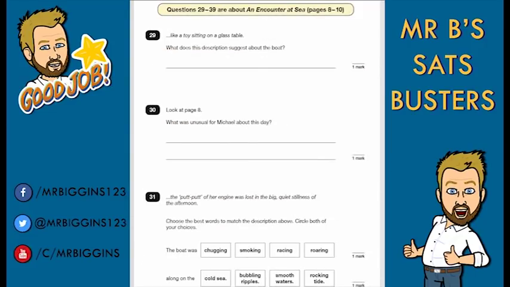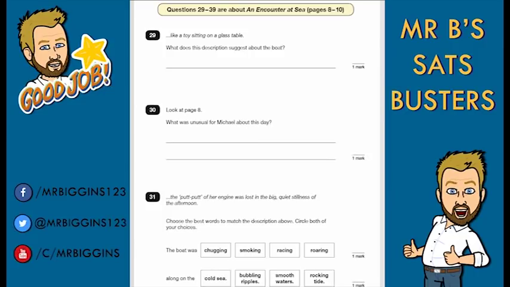Now for the last bit of the test, questions 29 to 39, about the last story in the reading paper, which is called An Accountant at Sea, pages 8 to 10. So, question 29 says, like a toy sitting on a glass table, it's in italics, we know it's from the text. What does this description suggest about the boat?